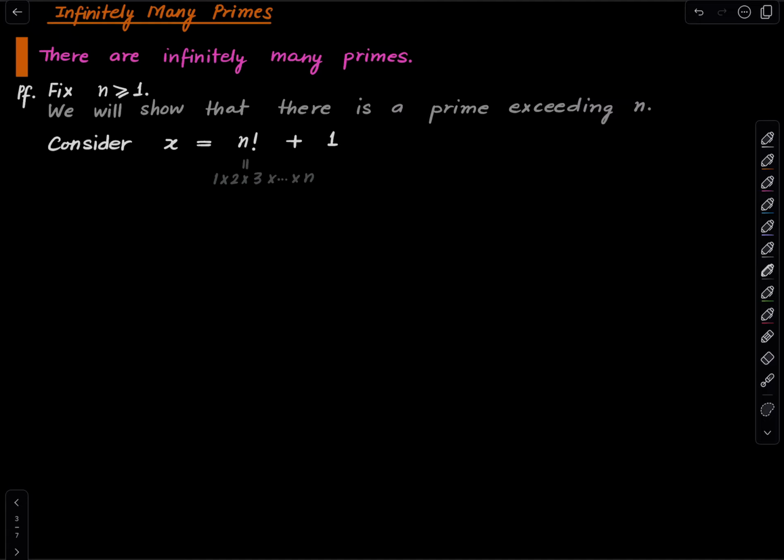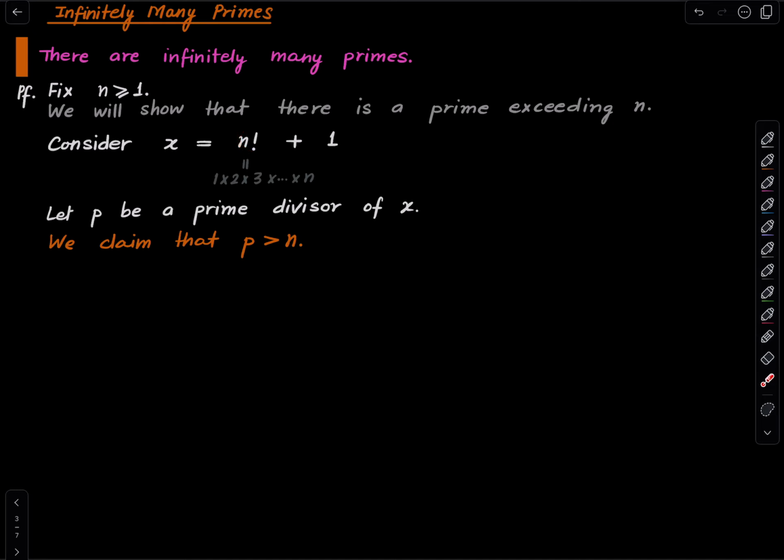Great. And since this number is at least 2, right, x is at least 2, there is a prime divisor of it. So let's say p is a prime divisor of x. And we claim that p is strictly greater than n. Okay, why is that? So to prove this, assume on the contrary that p is at most n.